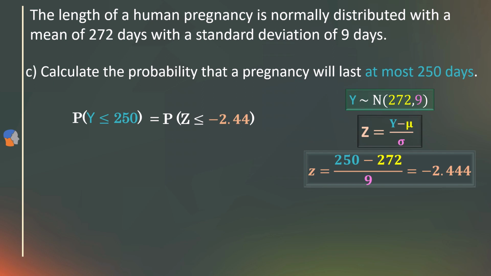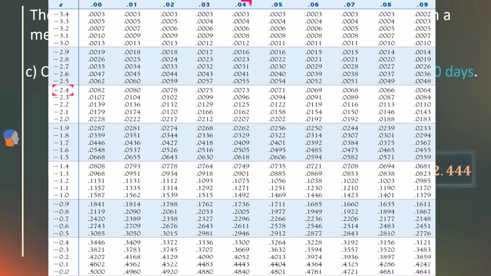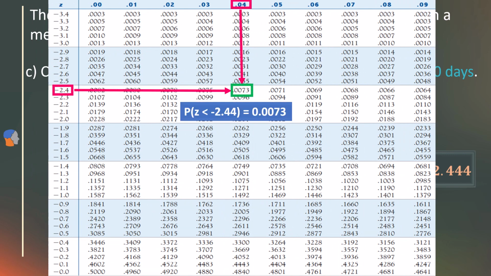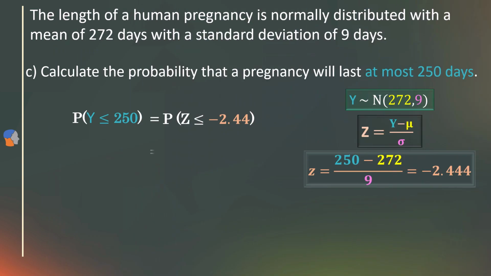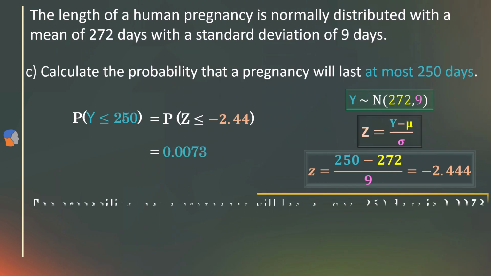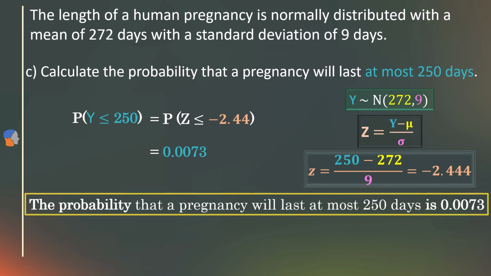Now you see both conditions are satisfied. We have z and the less than or equal. Both conditions are satisfied. Then use the z table. Find the corresponding probability of negative 2.44, that is 0.0073. Therefore, the answer is 0.0073. That is the probability that a pregnancy will last at most 250 days.